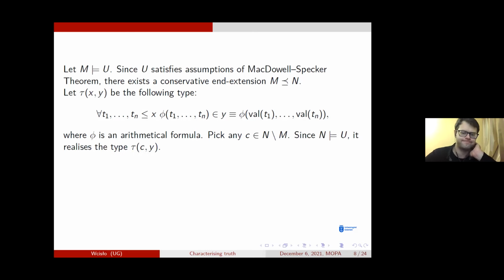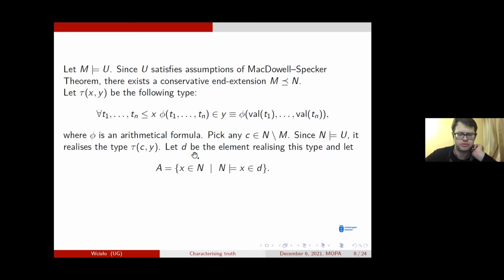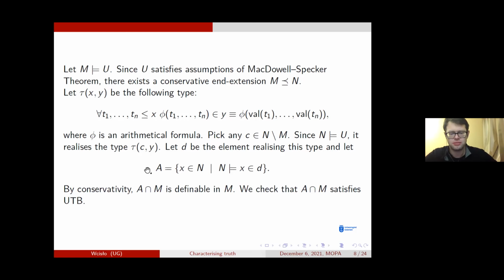So now pick any nonstandard C in N, greater than M. Since N satisfies U, it realizes this type tau with parameter C. This is an arithmetical type. This model N is recursively saturated. It satisfies U, so it does realize the type tau. Take any element realizing this type. If you just look at this element as a set, the elementary diagram with all the parameters up to some C, where C is not in M, is greater than M, then of course what you get satisfies UTB. By conservativity, it's definable. In particular, it satisfies induction. So this will be not only UTB minus, but also the whole UTB. Very neat, very beautiful argument.